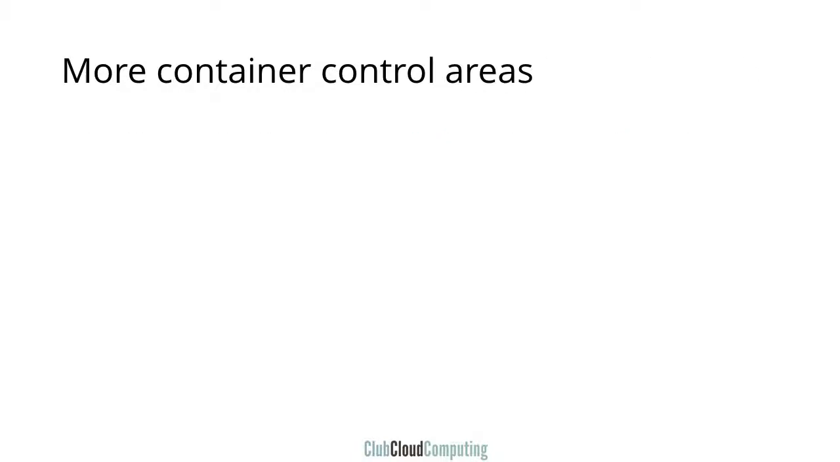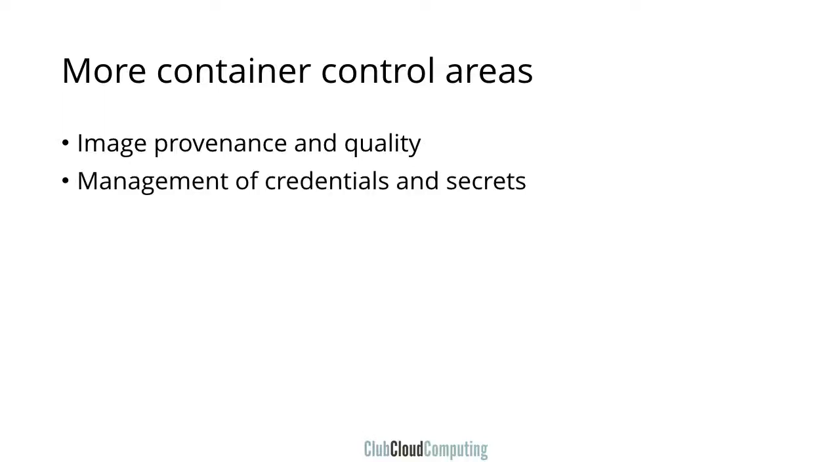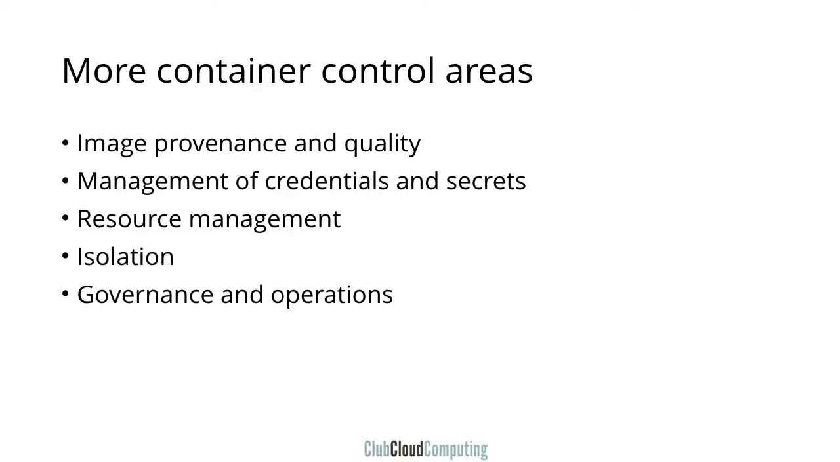Let's take a slightly more comprehensive approach. I consolidated this from a couple of documents and experiences that people have, so consider this more of a threat model. First of all, we have image provenance and quality. Then we talk about management of credentials and secrets, resource management, isolation, governance and operations. Now let's dive deeper into each of these.